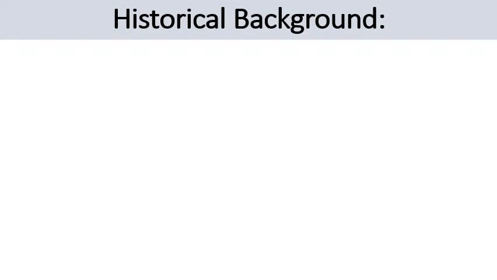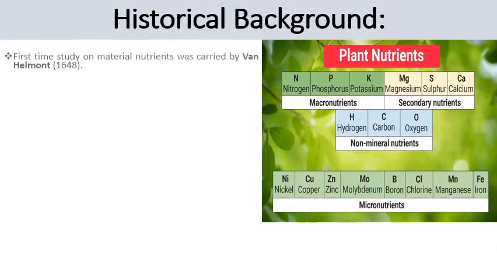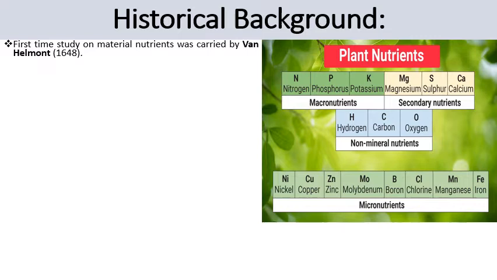Its historical background. So the first work in this field was done by Van Helmont. The first study on plant nutrients was carried out by Van Helmont in 1648.